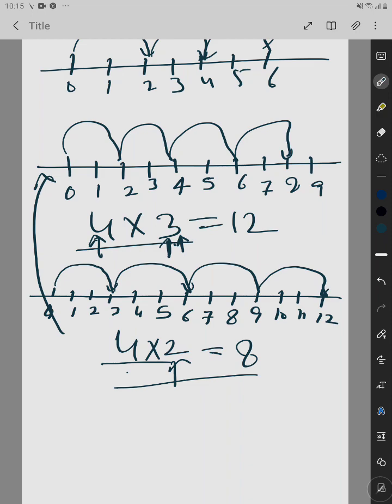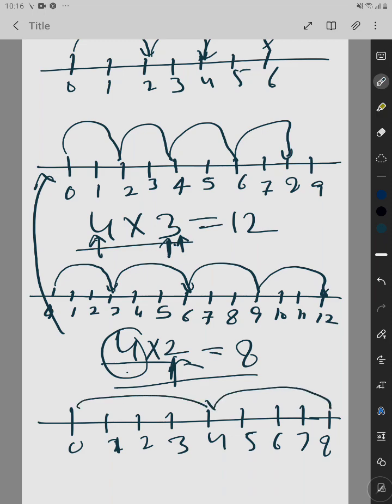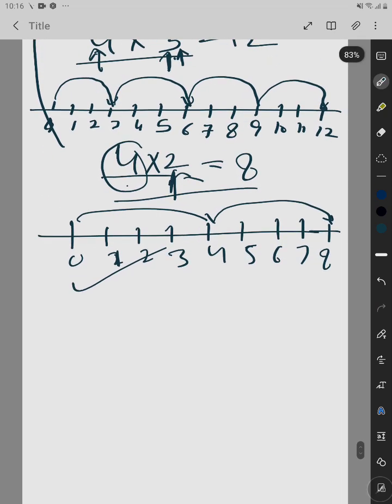If you are jumping 4 points 2 times, that is also not wrong, okay. Nobody can make it wrong. 4, 5, 6, 7 and 8, okay. If you are jumping 4 and then jumping a second time by 4, this is also correct, okay. So in this way you can do the multiplication on a number line, and the concept of whole numbers of this chapter is complete.